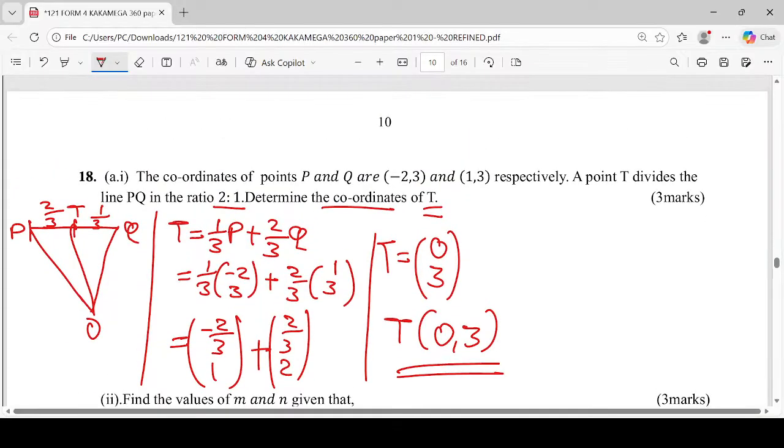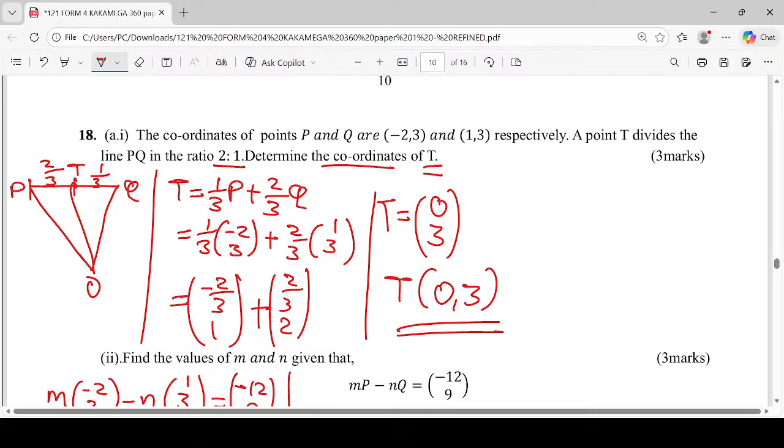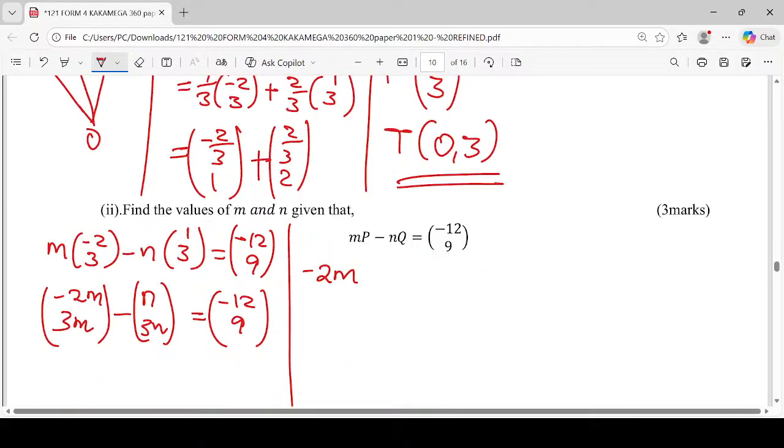The value of q, okay. Negative 2m minus n is equivalent to negative 12. Then the next case we are having 3m minus 3n is equal to 9. So we have to solve these two simultaneously.